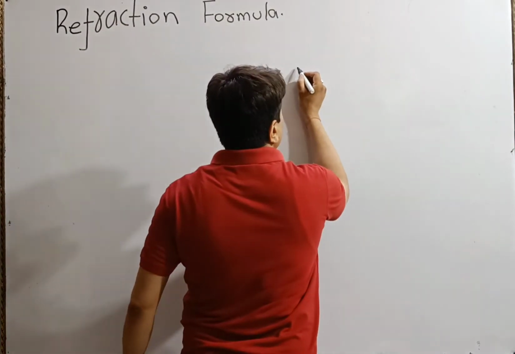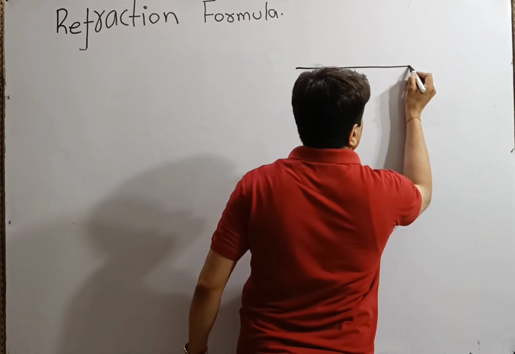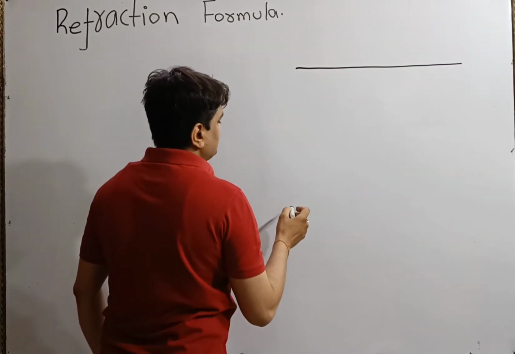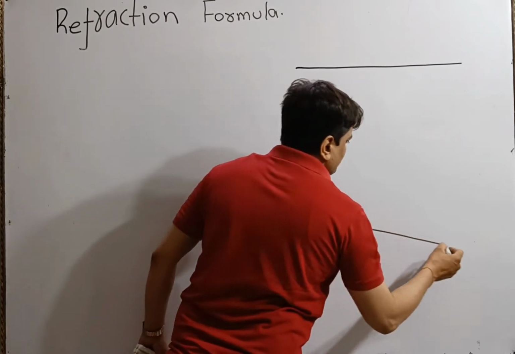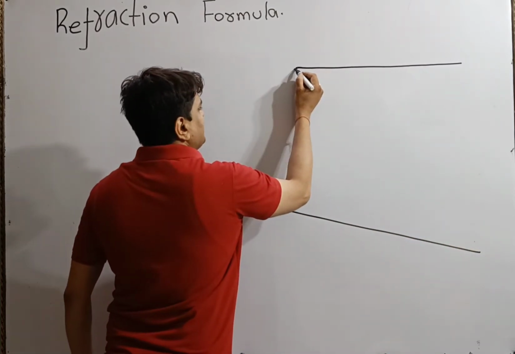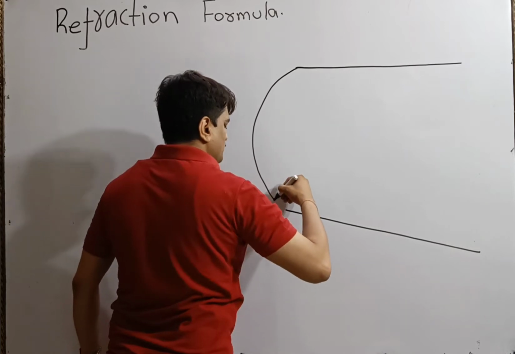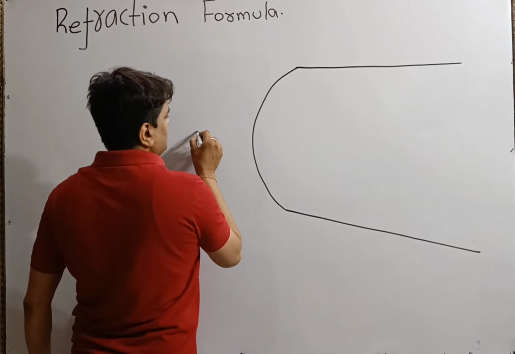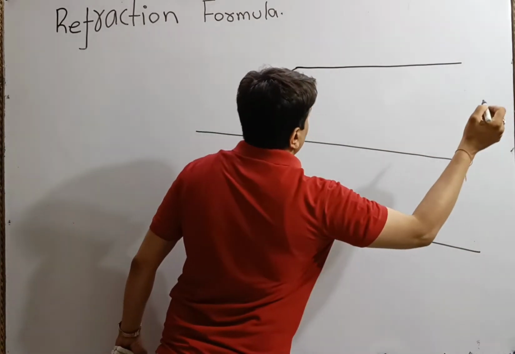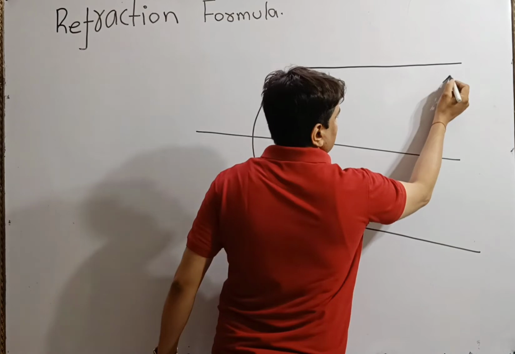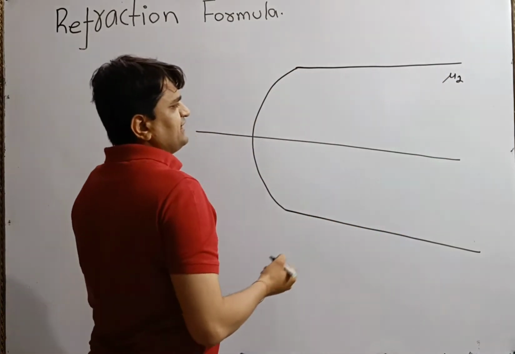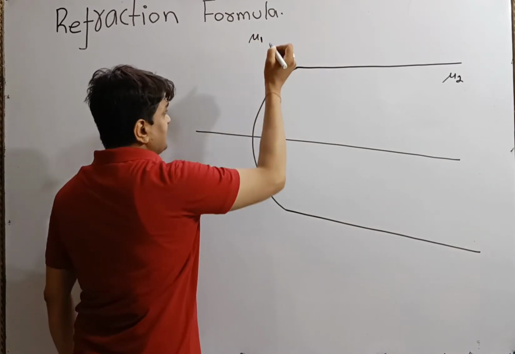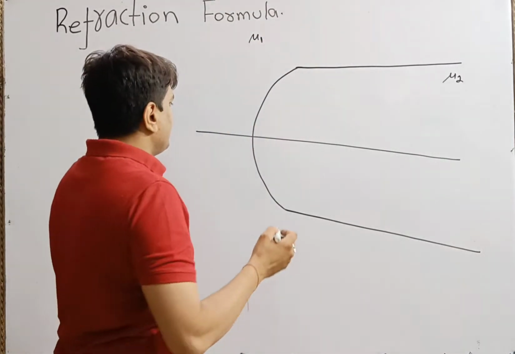Let's have a convex surface. Remember that we are deriving here for a convex surface, but the formula will be valid for concave and convex both. Okay, this is a denser medium having refractive index mu2 and this is a rarer medium having refractive index mu1.